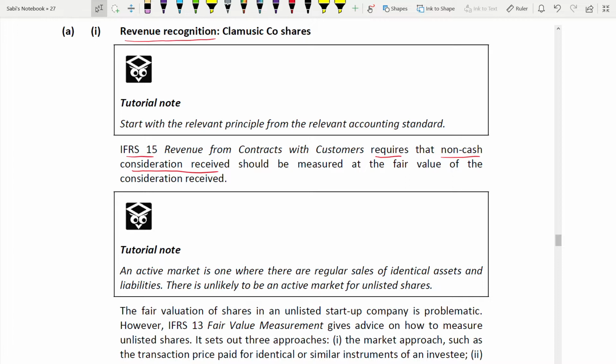But what about shares? Their value keeps changing, right? Since it's a non-cash consideration received, it should be measured at the fair value of the consideration received. That means you recognize your revenue at the fair value of those shares at that date. This is specific to this answer. If you look in your textbook, will they say this? No, they will always discuss the 5 steps, how to recognize revenue, all those things.